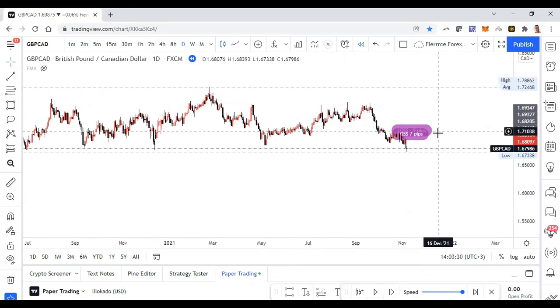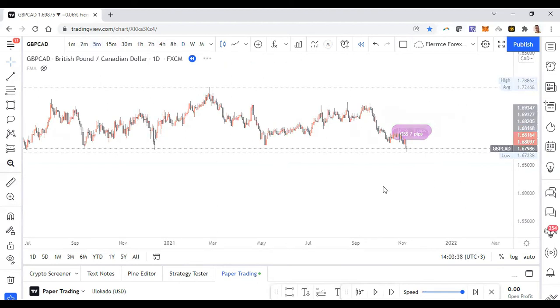Okay, whatever your bias is, just look at the higher time frame. Anytime you begin to see a shift in structure. So let me just go back to the 5 minutes.